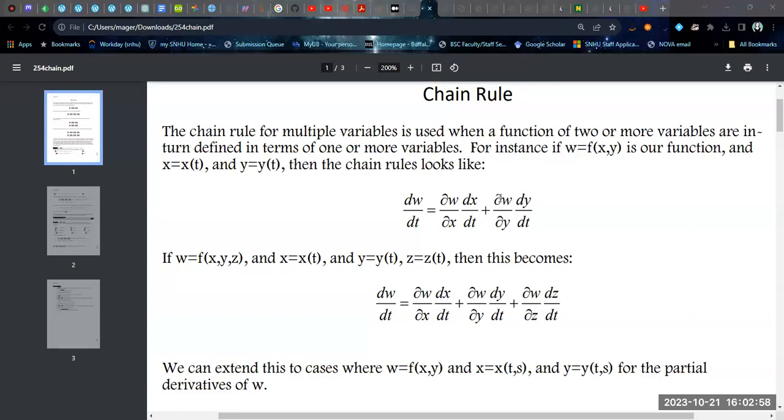And so the second component is del w, del y, the partial derivative of w with respect to y, times the ordinary derivative of y with respect to t. Now, if we have a three-dimensional case, then we have exactly the same thing, but we have a third component, the partial derivative for w with respect to z times the ordinary derivative for z with respect to t.